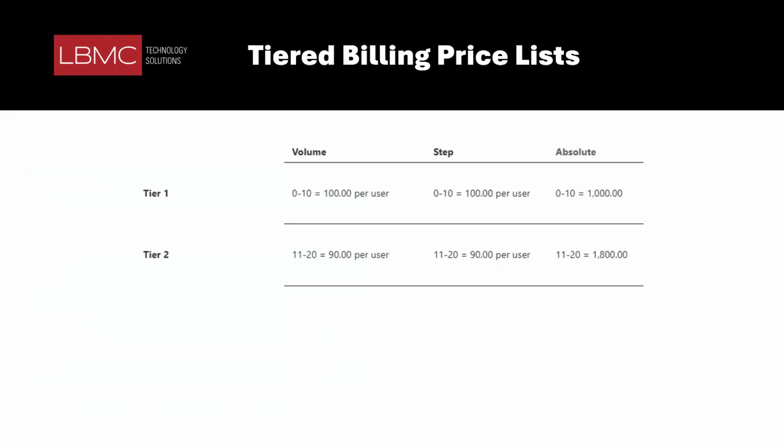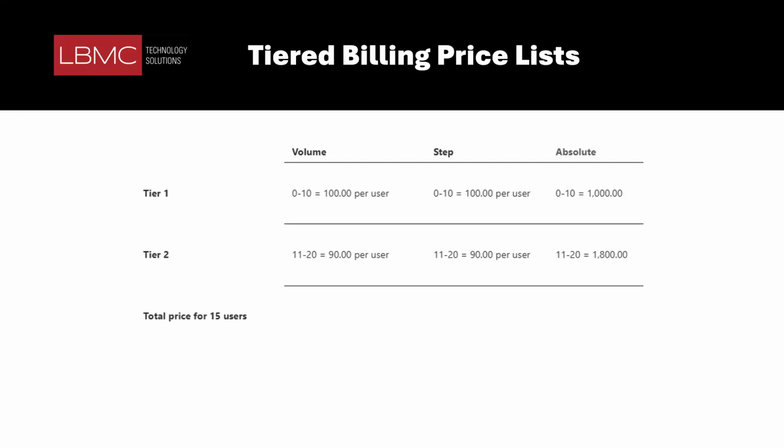All right. Here we have added two tiers onto a billing price list entry. For volume and step, tier one is going to be $100 per user for 0 to 10 users. And then we're going to drop that down to $90 per user for anything between 11 and 20. Now, for absolute, because we are defining a set amount to be billed for each of those tiers, anything from 0 to 10 is going to be billed 1,000. Anything from 11 to 20 is going to be billed at 1,800.